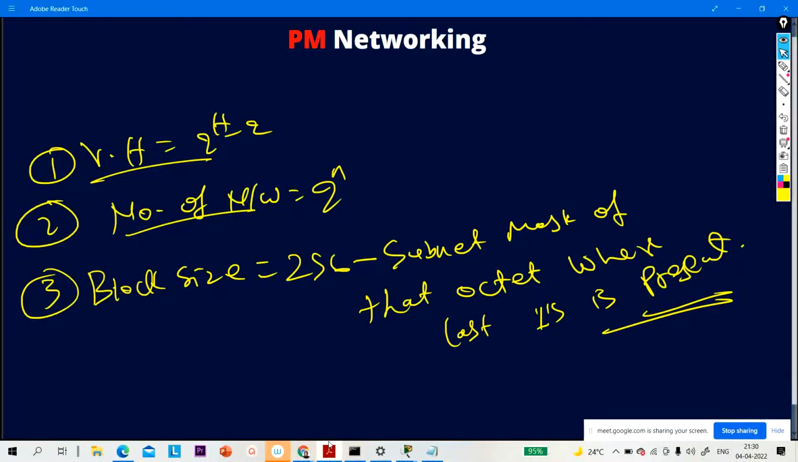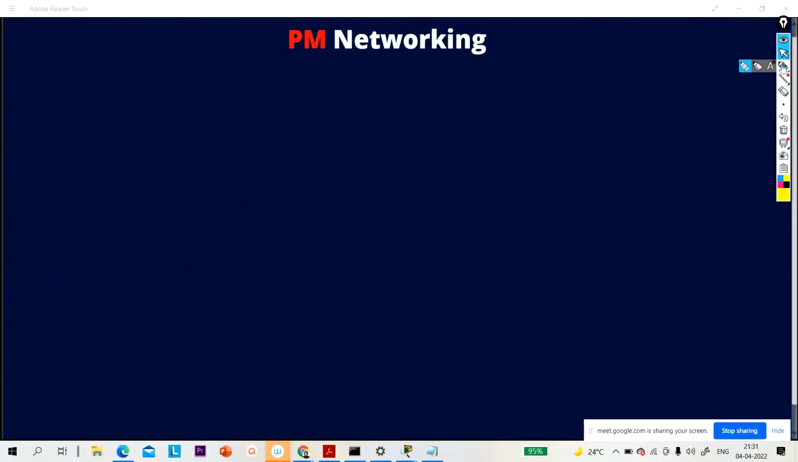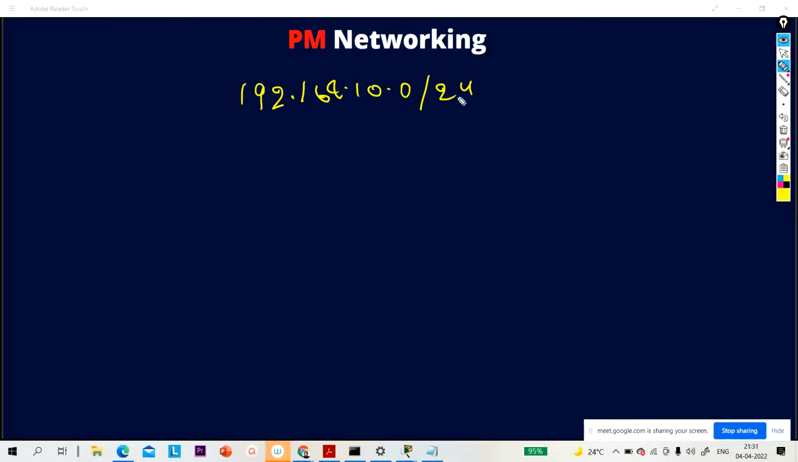Formula to calculate block size is 256 minus subnet mask of that octet where last one is present. Now guys, I have a network 192.168.10.0/24. So tell me, I want to divide this network into two parts.